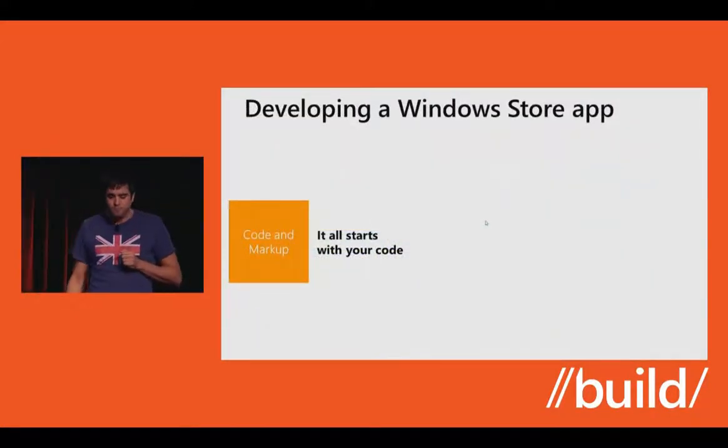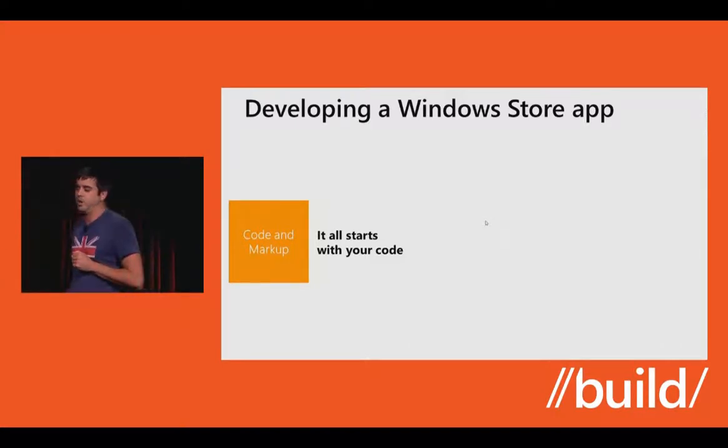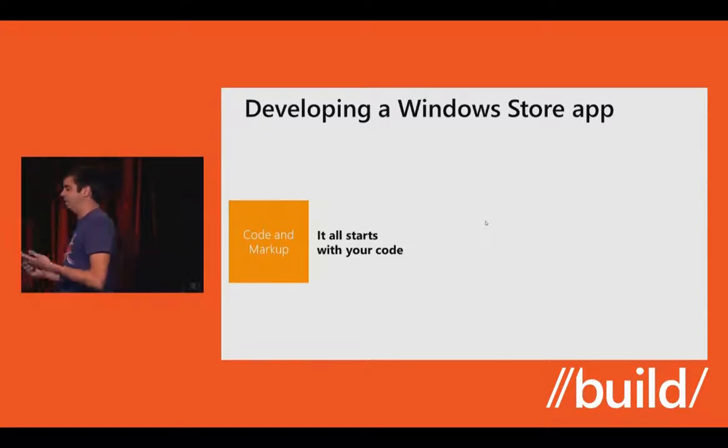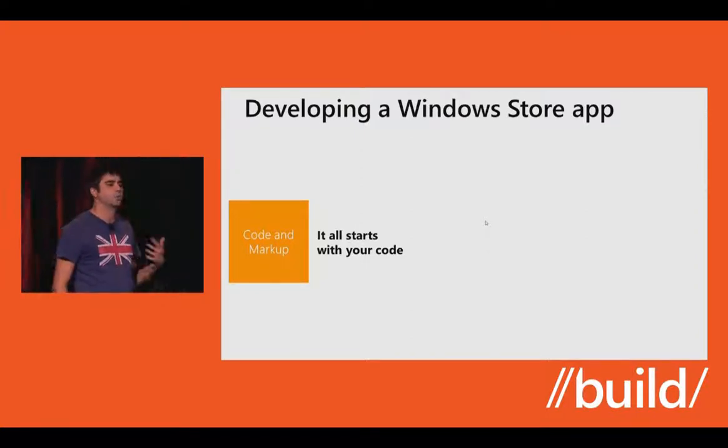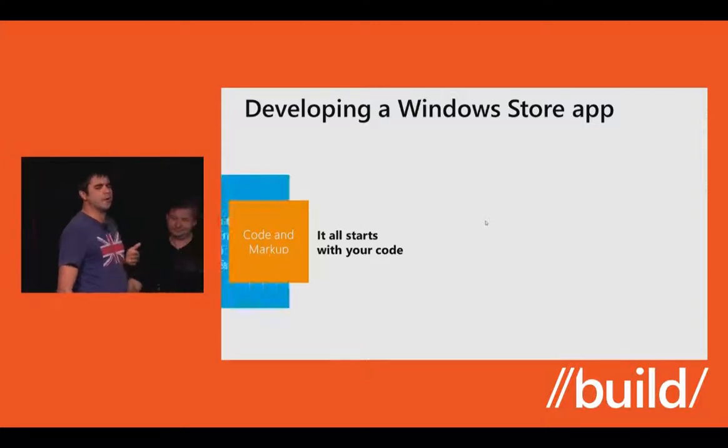So, what are the steps to creating a Windows Store app? I mean, first and foremost, it's obviously your app. So it's about your code. If you're building a mail app, it's going to be the code for fetching the mail and displaying it. If it's a calendar app, it's going to be displaying the user's calendar. If it's a weather app, it's going to be the app that goes and fetches the weather. So obviously, it starts with your app. But there's a lot more to it than that.